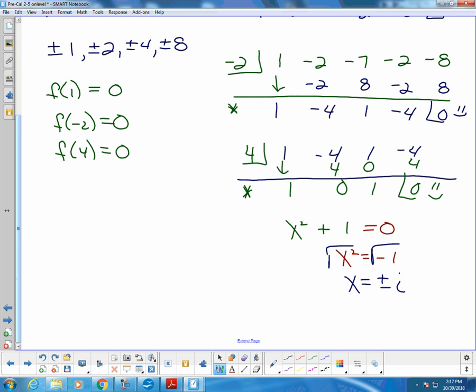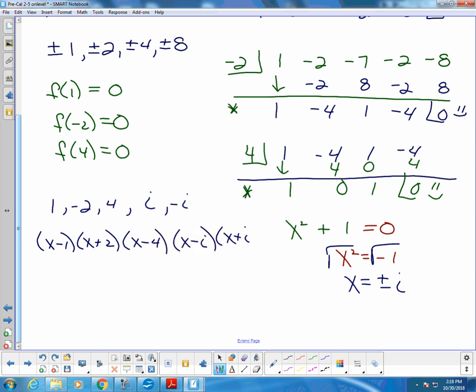All right? So they wanted our zeros. Our zeros are 1, negative 2, 4, i, and negative i. We have 1, 2, 3, 4, 5 zeros. We have a 5th degree. That's how many zeros we should have. And then if they want the linear factorization, you just write those in factors, and we have 5 factors in our linear factorization.